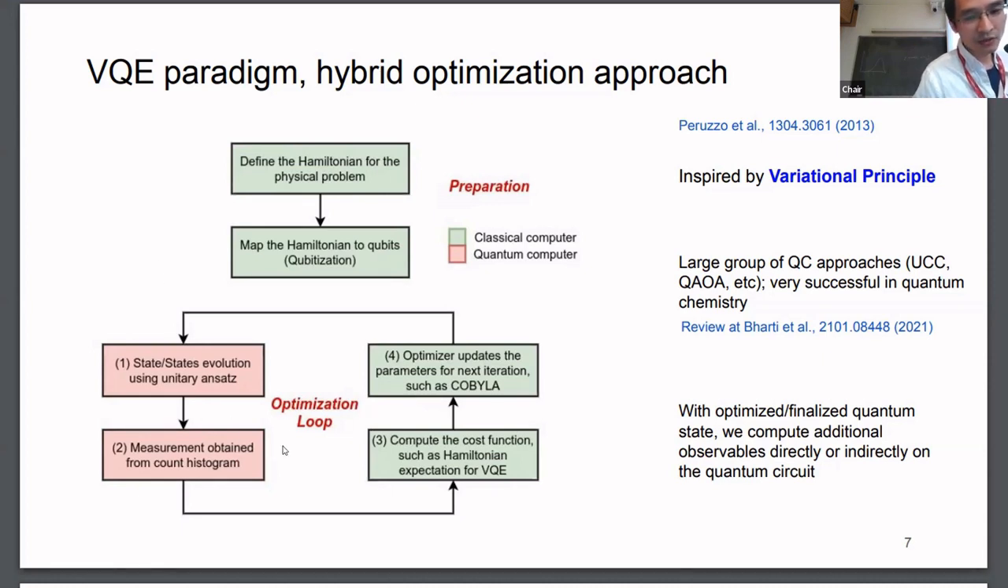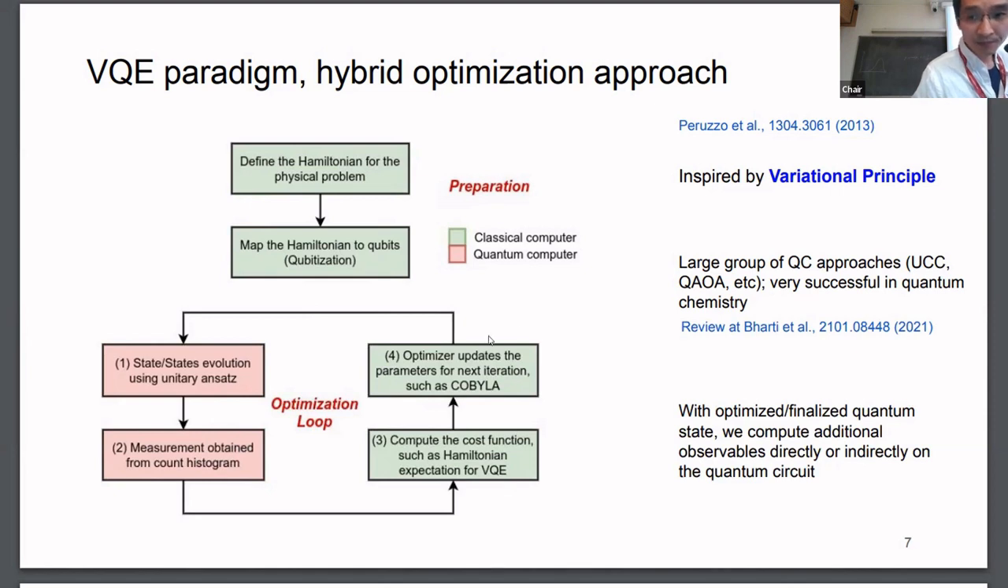On the quantum computer, essentially, we have this optimization loop where in each loop, we evolve the quantum state using some unitary ansatz of our choice, and then we make measurements at the end to form the histogram. And then we send that information to the classical computer to compute the cost function. In the case of the original VQE, it's a Hamiltonian expectation value. And then we use some classical optimizers. There are a lot of optimizers nowadays to optimize the batch of parameters, and we send them for the next optimization. This loop continues until some convergence is reached, and then we are able to obtain our desired quantum state.